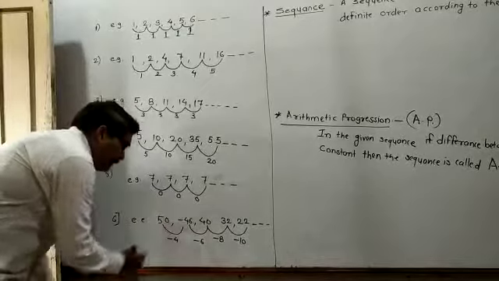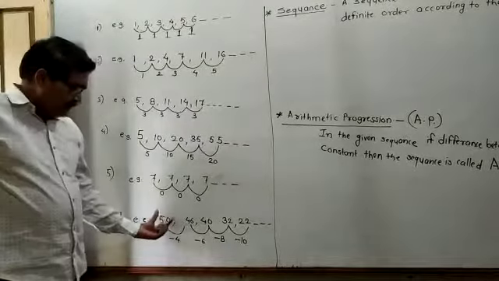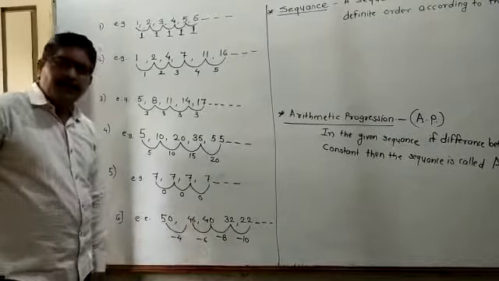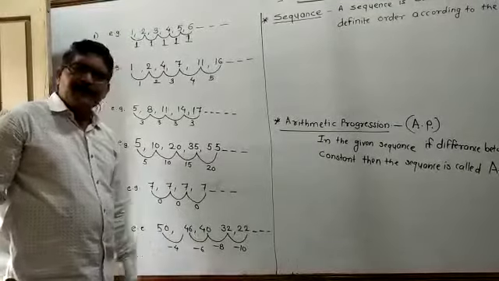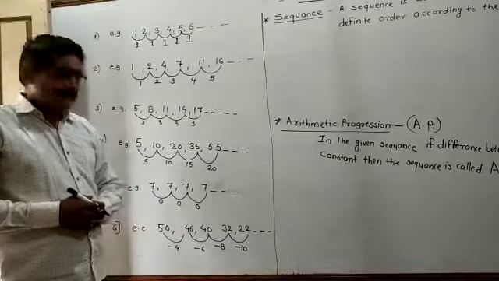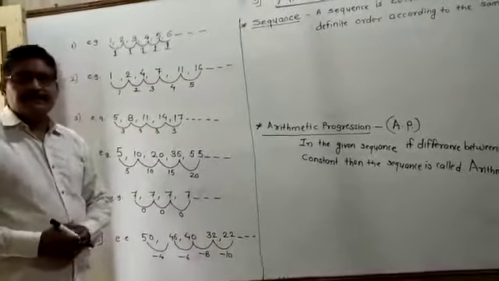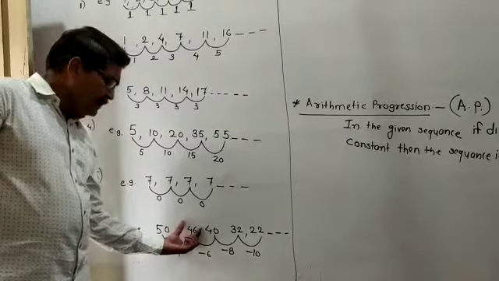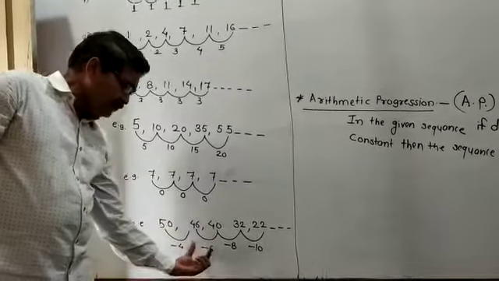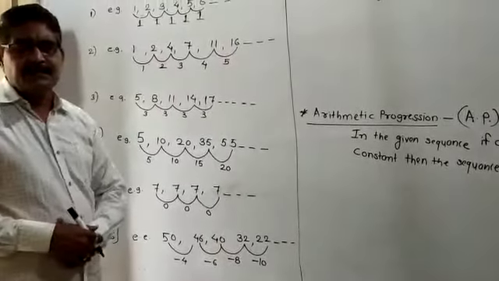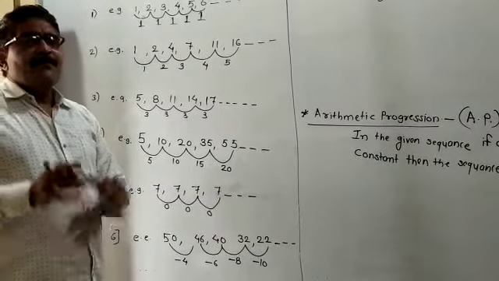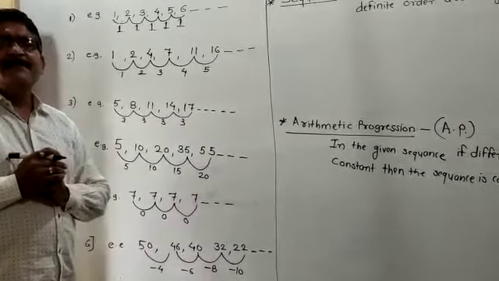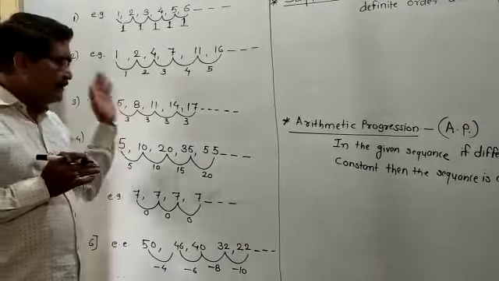Here after 50, 46 will come. 50 minus 4 is equal to 46. 46 minus 6 is equal to 40. 40 minus 8 is equal to 32. And 32 minus 10 is equal to 22. This is one of the sequences, one of the series. In this, observe that the next number is smaller than the previous number, in the order minus 4, minus 6, minus 8 and minus 10, like that. Then, what is the meaning of sequence and what is the meaning of arithmetic progression, that you have to differentiate among the given series.